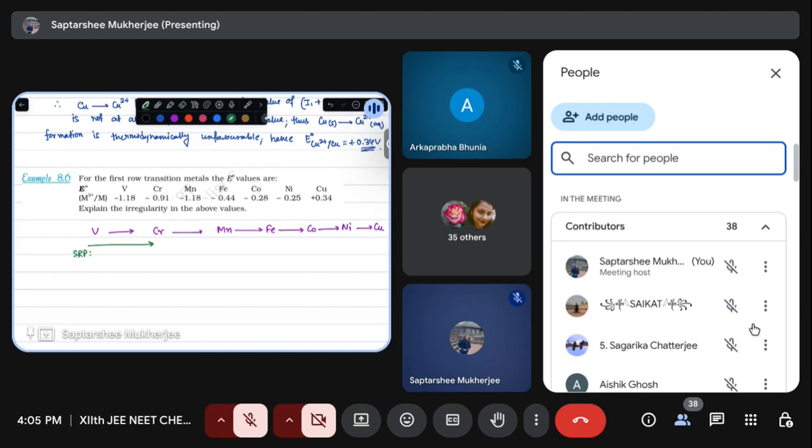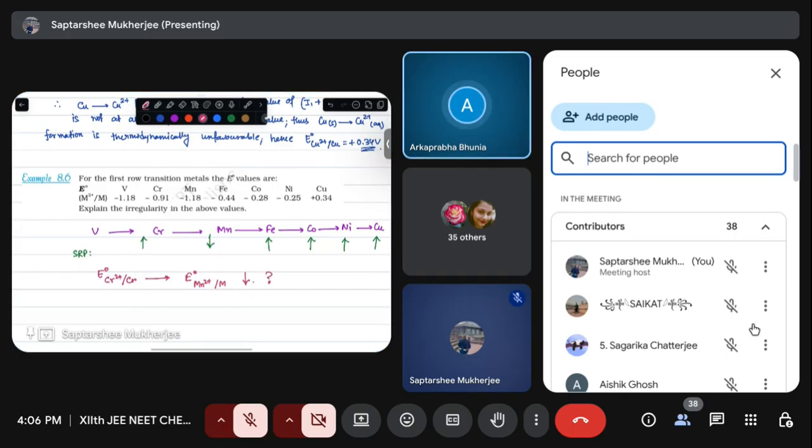SRP from vanadium to chromium increases, but from chromium to manganese decreases. Manganese to iron increases. Iron to cobalt increases. Cobalt to nickel increases, and nickel to copper increases. But then why does E naught of Cr plus 2 to Cr versus E naught of Mn plus 2 to Mn decrease? Why? This is the only irregularity. What is the reason behind the irregularity?